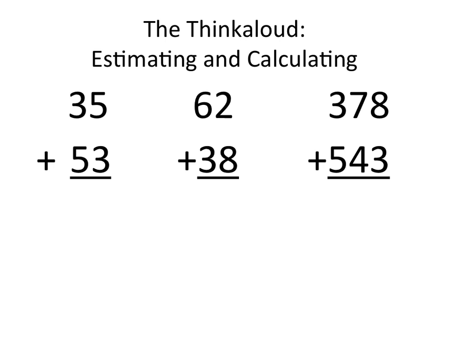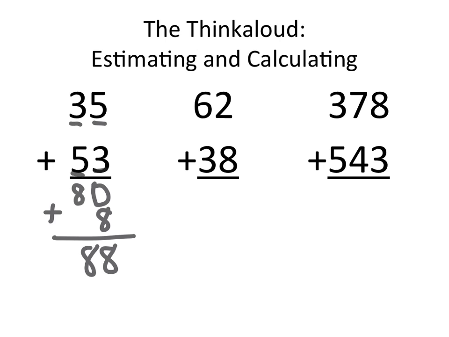So if we look at this first problem, we see that we have 3 tens and we have 5 tens. That's going to be 8 tens. So students right off the bat can estimate and say, okay, my answer needs to be somewhere around 80. I'm adding more ones, so it's going to be more than 80. And if we then go to the actual work of figuring it out, 3 tens and 5 tens is 8 tens. 5 ones and 3 ones is 8 ones. And if we add those together, we get 88.